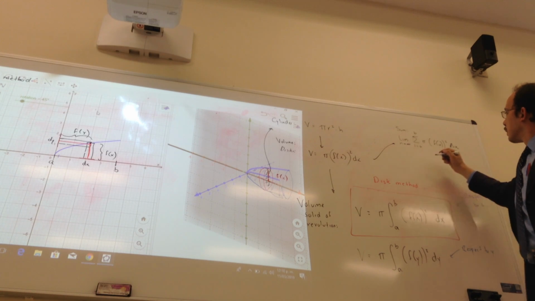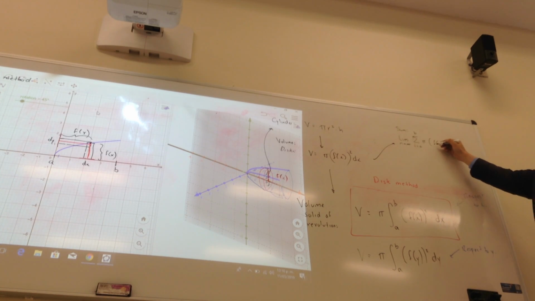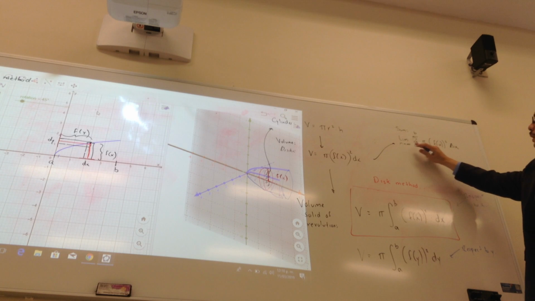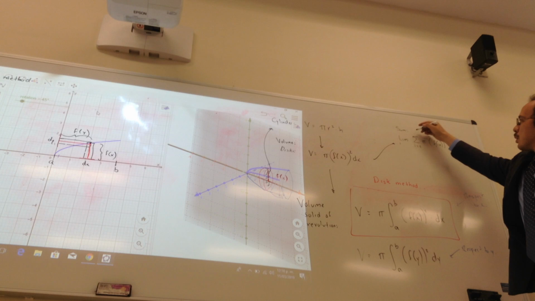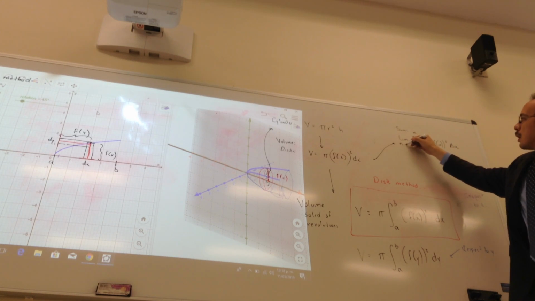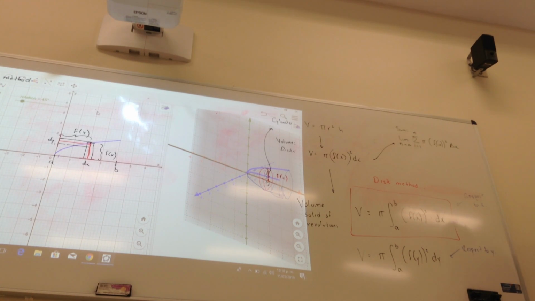And here it is i equals 1 to n. But instead of using the Riemann sums, which is this, we use the integral, which is this. Okay?